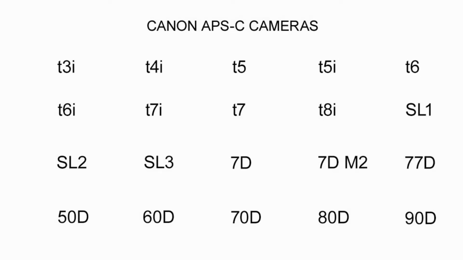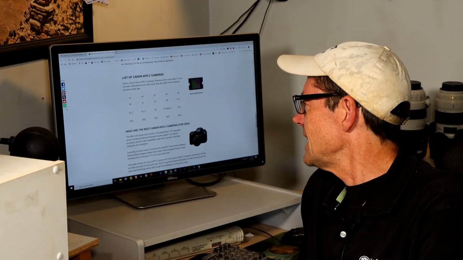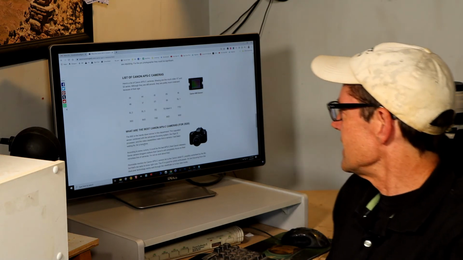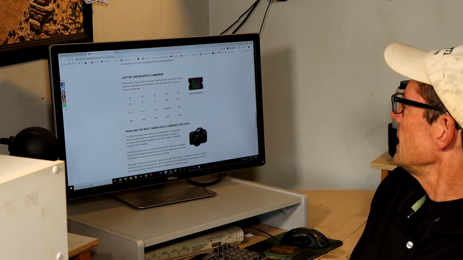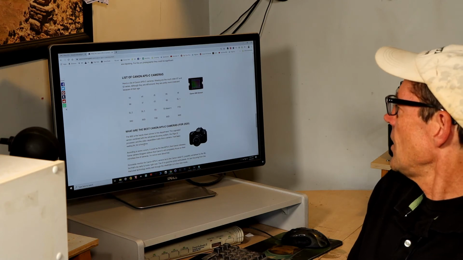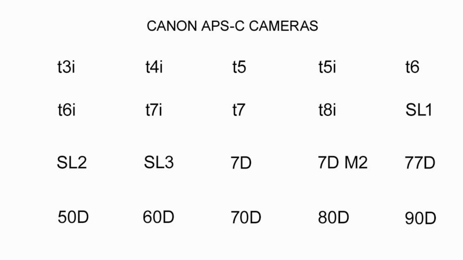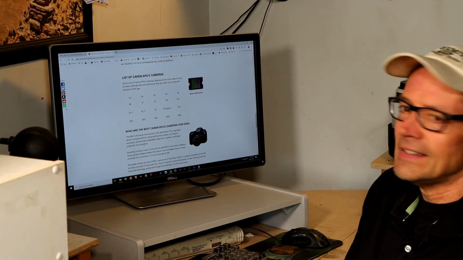Here's a table showing you all the current Canon APS-C cameras on the market right now. You'll notice I left off the T2i and the XT. They're just so old, they're kind of irrelevant now. But it includes all the Rebels, the T3, 4, 5, 6, 7, all the way up through 8, which is just released. Also the world's smallest DSLRs, the SL1, SL2, SL3. And then the D series, the 7D, 7D Mark II, and the 50D, 60D, 70D, 80D, and 90D.